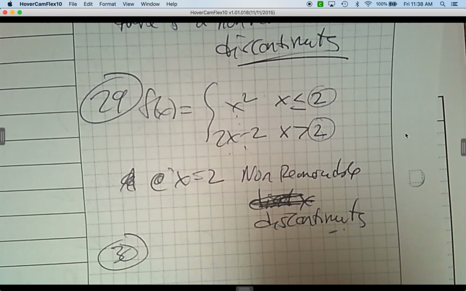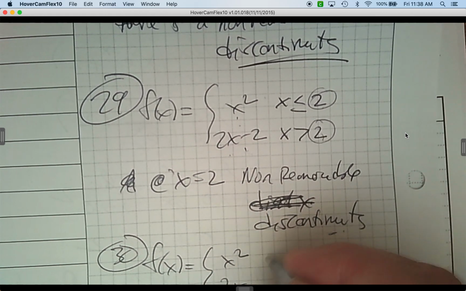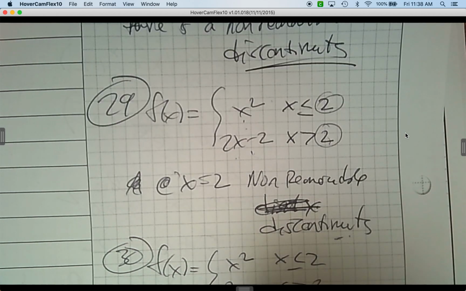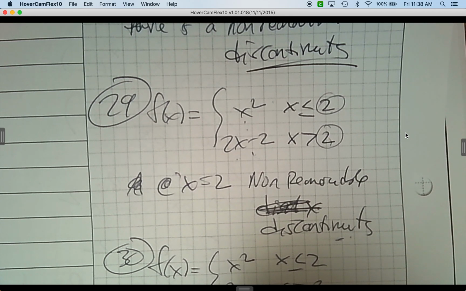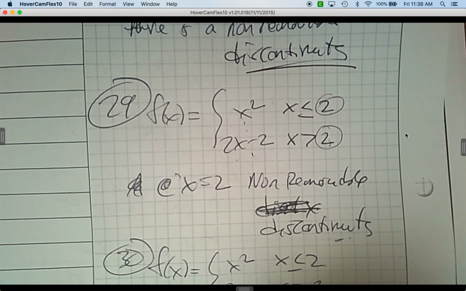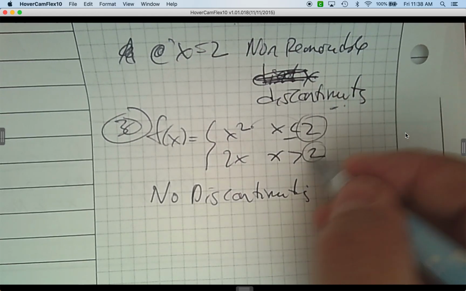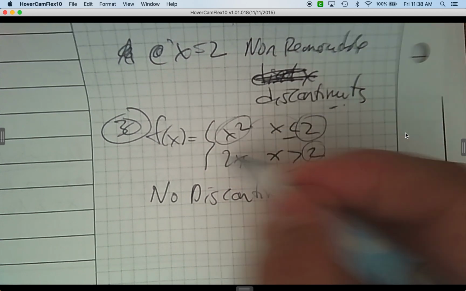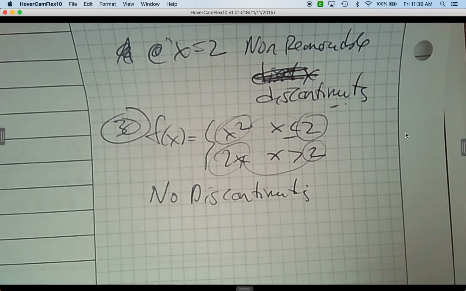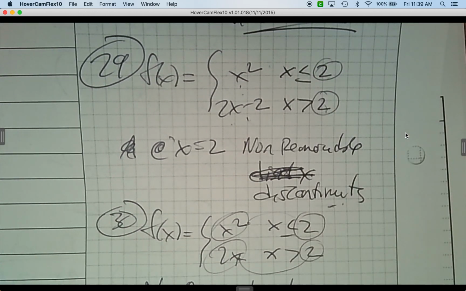Number 30. Another piecewise. Different. x squared, 2x. x is less than 2. x is greater than 2. These have no discontinuities. What makes this one different? Well, for number 30, if you plug 2 in, the answer is 4. If you plug 2 in, the answer is 4. Because they have the same value, there is no break or jump in the graph. So there are no discontinuities for this piecewise. Why is there one here? Because when you plug 2 in, you get 2 different answers, which creates that jump in your graph.